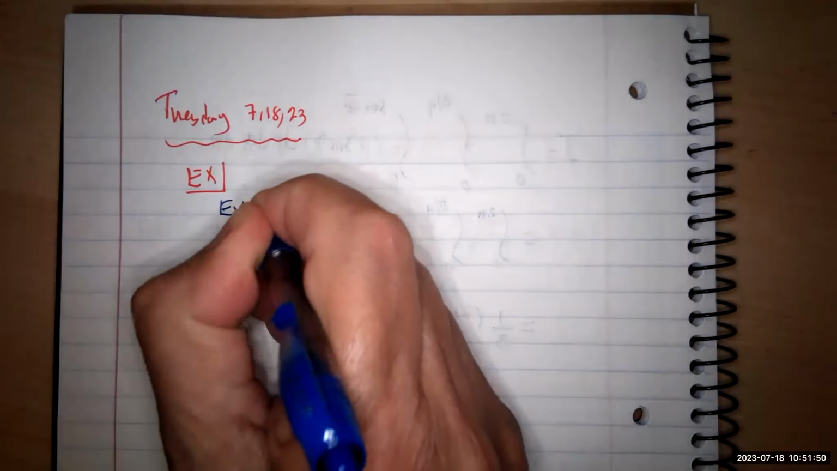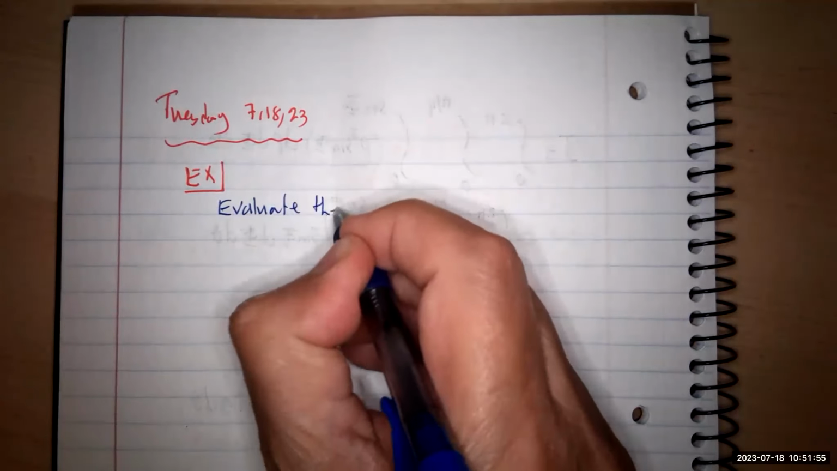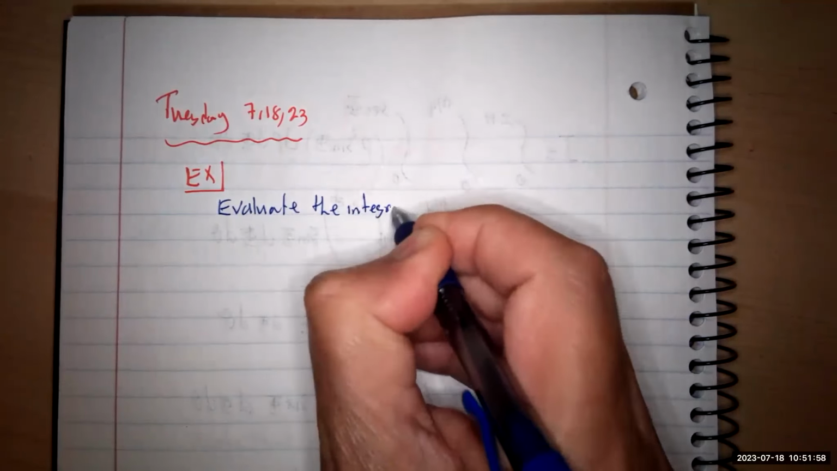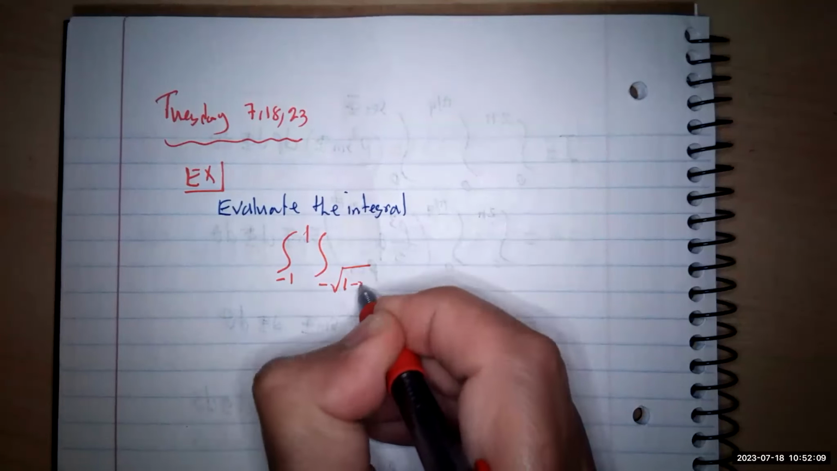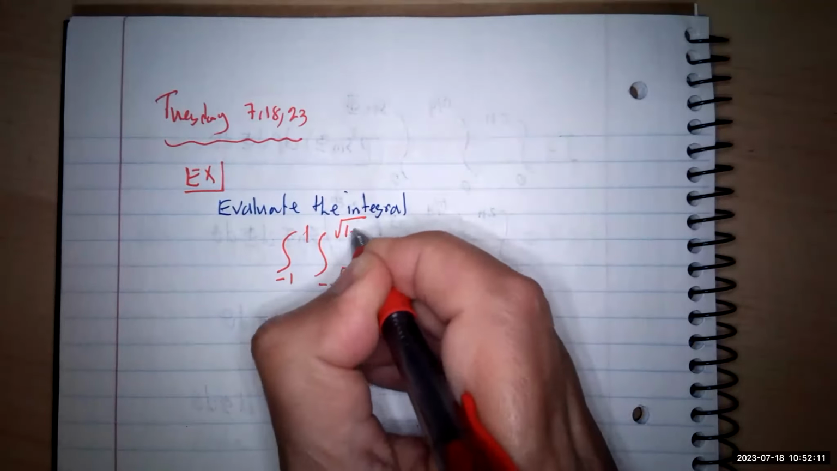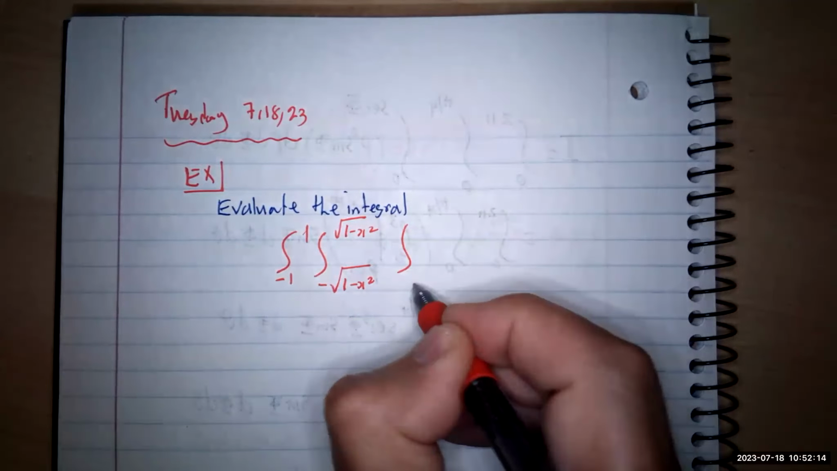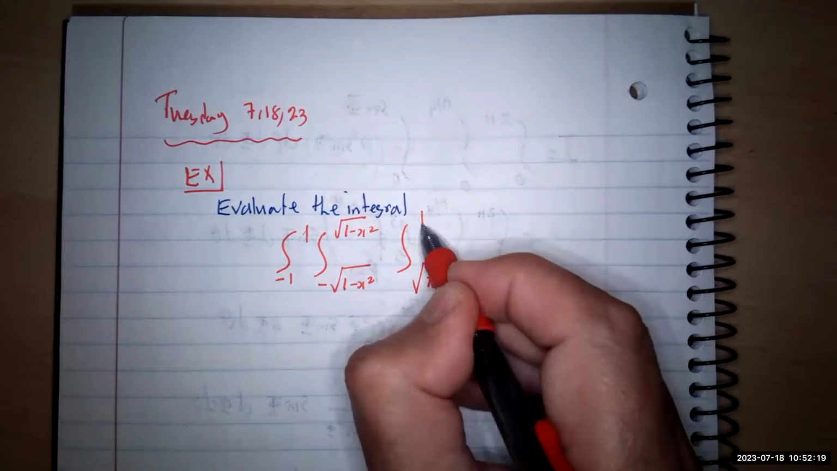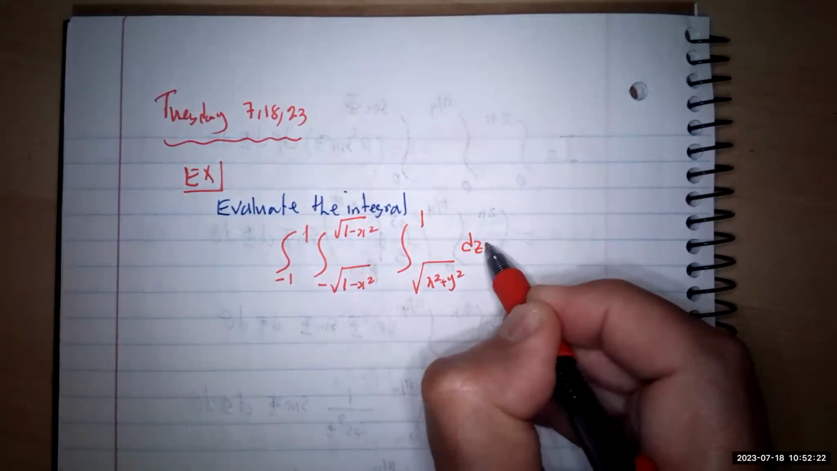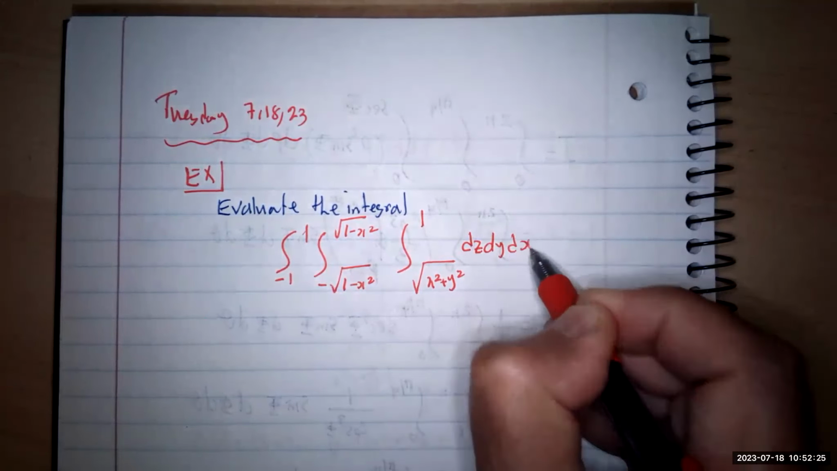So if they just say evaluate this integral, okay, this is it. If you want to just evaluate the integral, and the same thing that we did have, it's going to be -1 to 1. And you get -radical 1 minus x squared, just the circle part. And the last part was radical x squared plus y squared to 1, and that's your dz, dy dx.